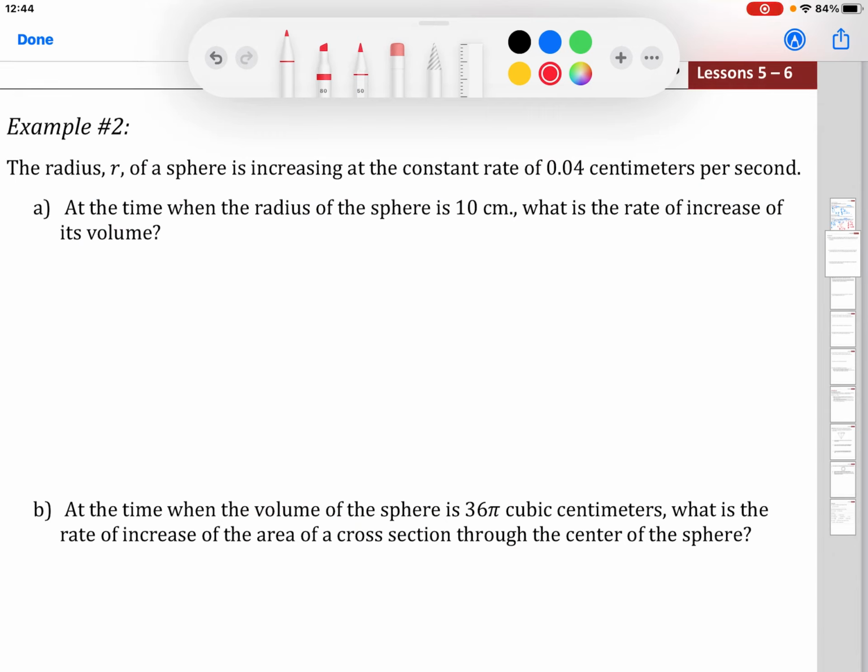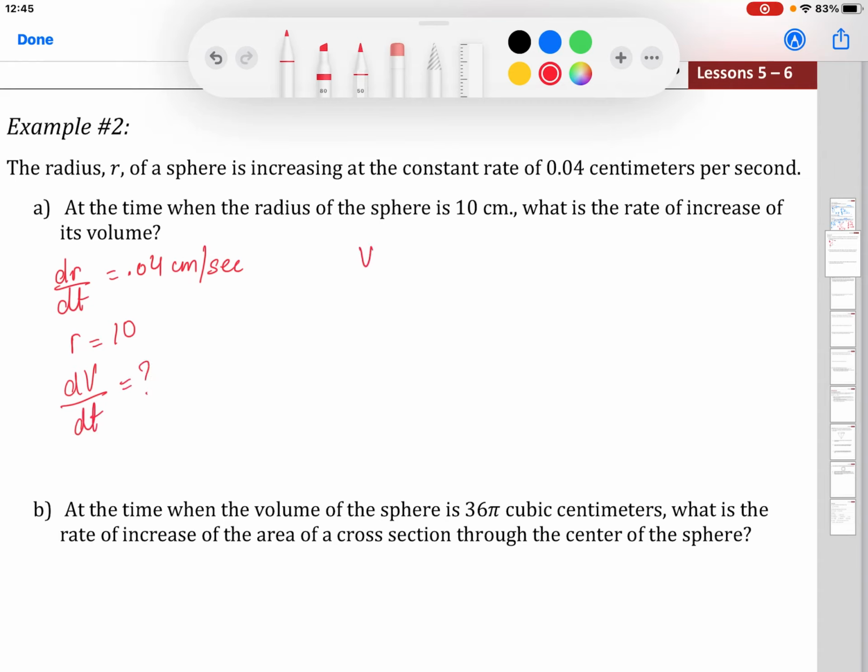Example 2. So here again, it's actually broken down into parts. So let's do that. The radius r of a sphere is increasing at a constant rate of 0.04 centimeters per second. So that's my rate. So dr dt is 0.04 centimeters per second. At the time when the radius of the sphere is 10, what is the rate of increase of the volume? So that's a pretty straightforward question, right? I want to find dV dt.